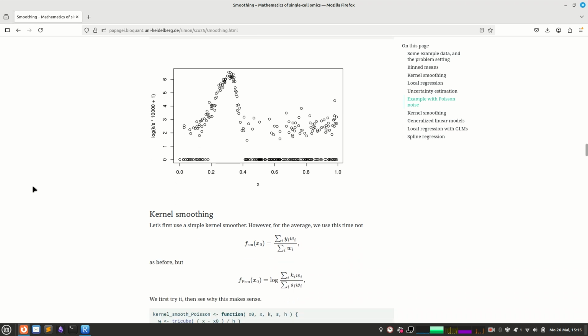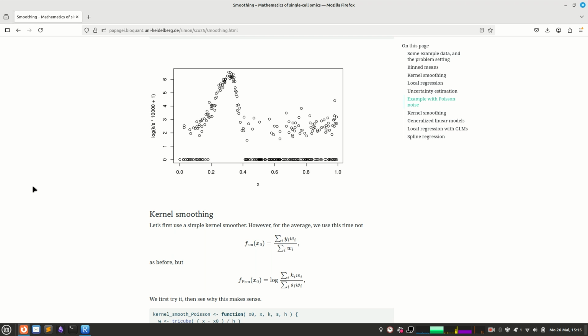So the first thing that we can do is, again, a simple kernel smoothing without regression, where we simply take a weighted average over the values of yi, and we weight them with wi, where wi are the kernel weights around the query point x0 with a certain width. So wi is the value of the kernel function at the position x0 minus xi divided by the bandwidth.